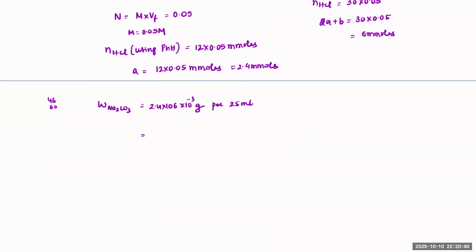Okay, 25 ml has this much. So 2.4 into 106 by 25 into 1000. Now this 1000 into 10 raised to power of minus 3 will get cancelled. So this many gram per liter. So 2.4 into 106 divided by 25 gram per liter. This is the weight of Na2CO3.